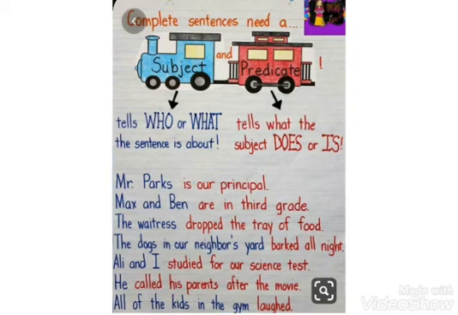All the kids in the gym laughed. Who are we talking about? All the kids in the gym. So that's the subject. And what did they do? They laughed. That's the predicate. Now for the same set of sentences, let's find out the subject and predicate.